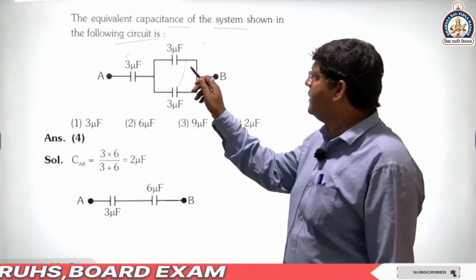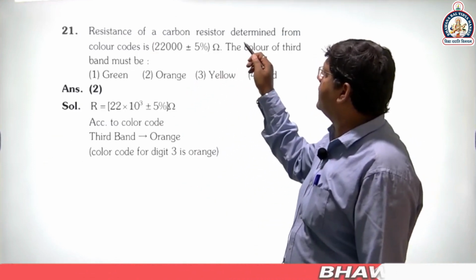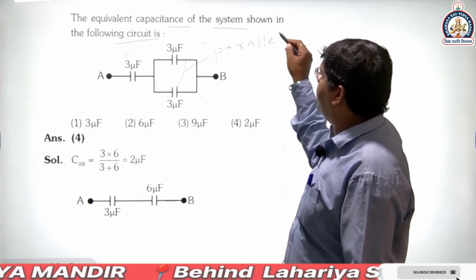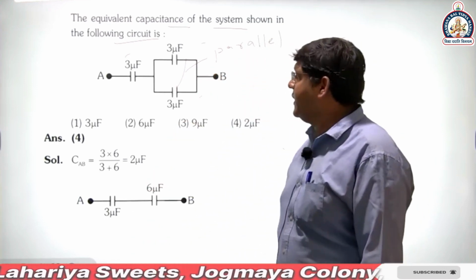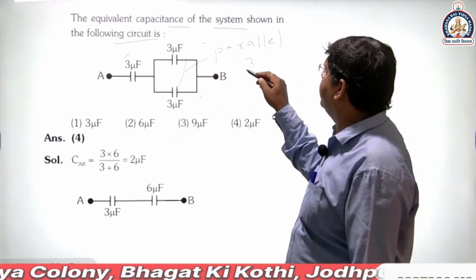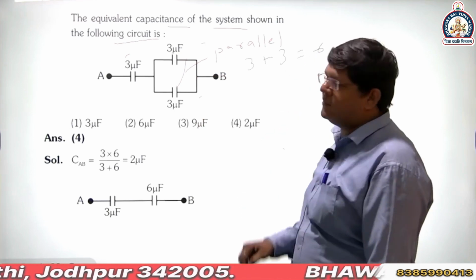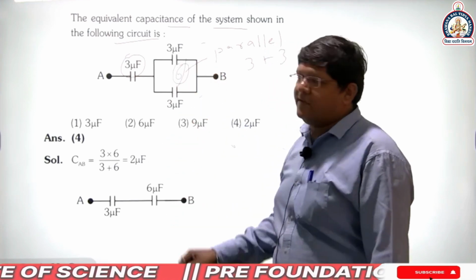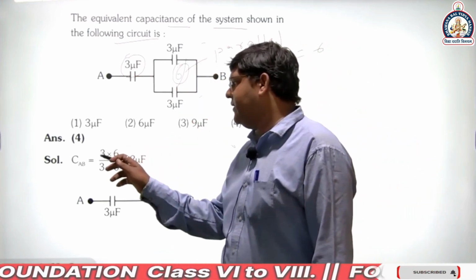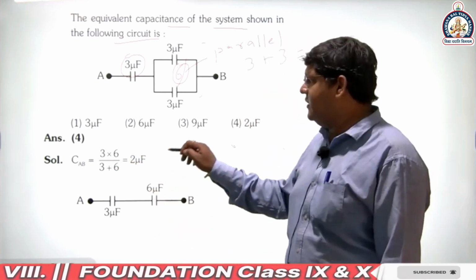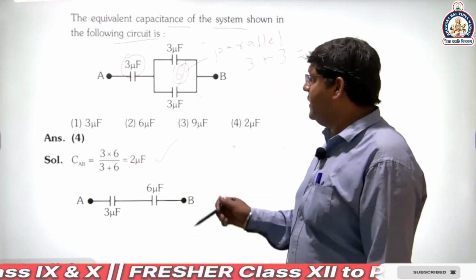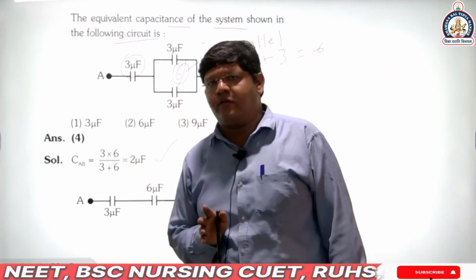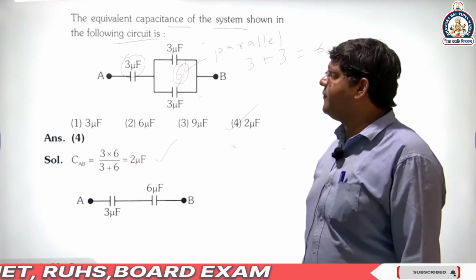These 2 capacitors are connected in parallel. As we all know the concept of parallel capacitors, parallel means 3 plus 3 is equal to 6. Now this 3 and the result of both, which is 6, are connected in series, and for series we have to solve like 3 into 6 upon 3 plus 6, that gives the result equal to 2 microfarad. That is the required option number 4. Simply by the application of series and parallel concepts we can solve this type of question.